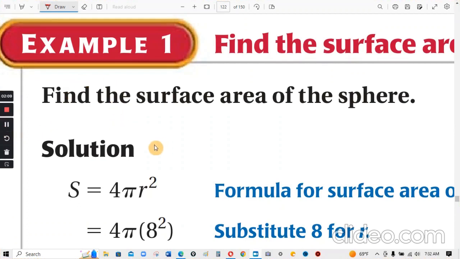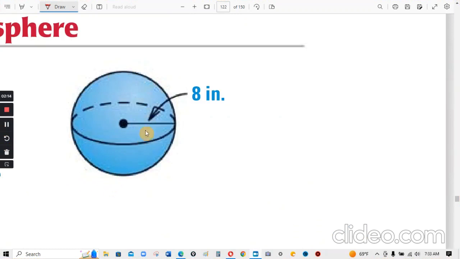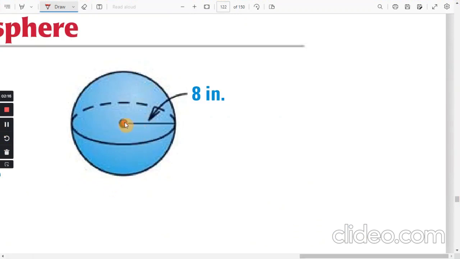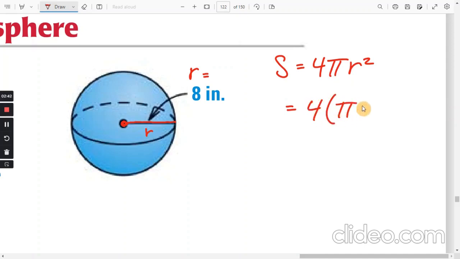Example 1, find the surface area of the sphere. All right, very simple. We have our sphere. This is clearly the center, and the segment that goes from the center to the sphere itself is a radius. So this is the radius r, and r equals 8 inches. We said the surface area for the sphere is 4 pi r squared. So you just plug in 8 in place of r. So that's going to be 4 times pi times 8 squared.